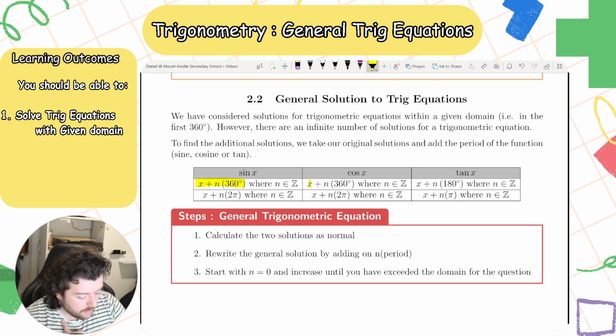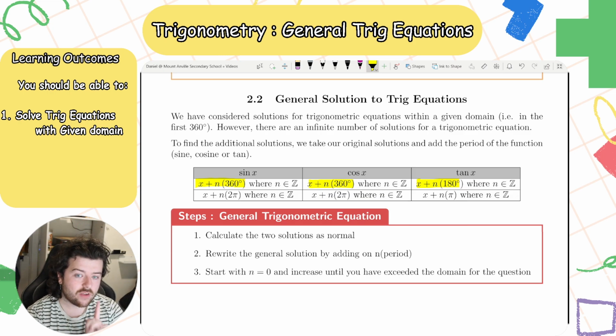For cosine, my general solution is x plus n 360, because the general period of just cosine x, no 2x or 3x or anything, is just 360. Then tan, the period of a tan function, however, is 180. So we have to be very careful if we're dealing with a tan function, because we have to add n 180 to it instead of n 360.